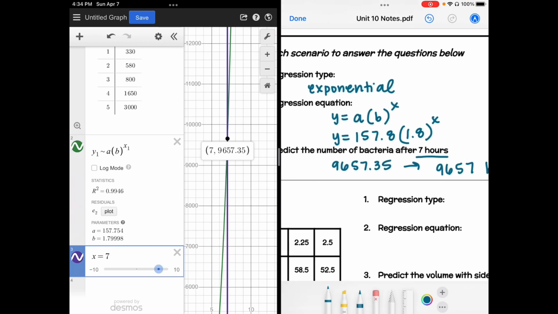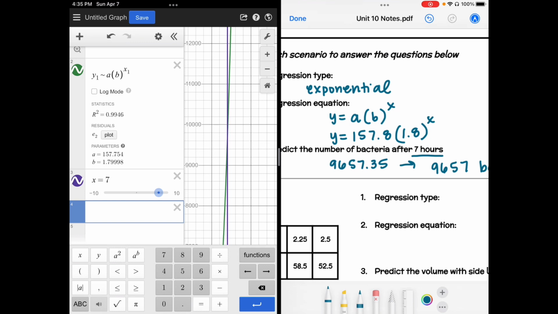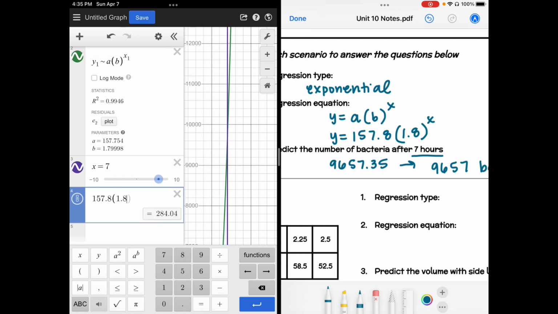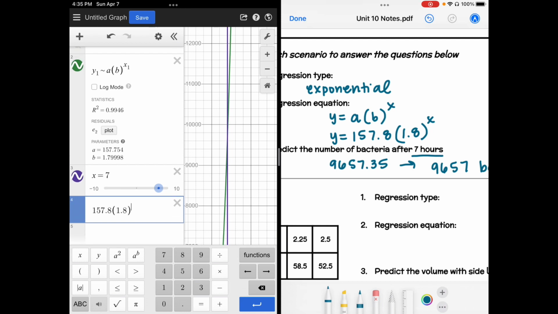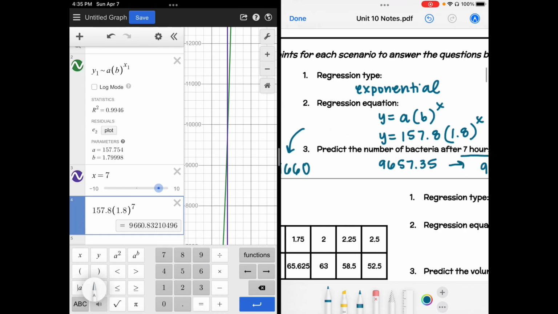So something I want to touch on too is that sometimes you'll be asked to use the rounded equation to solve, which is going to change your answer just a tiny bit. So if we need to find the rounded equation, we're just going to type in the equation we wrote. So 157.8 times 1.8, and it gives us our x value is 7. So we're going to type to the 7th power. So see, it kind of changes our answer a decent amount. Now it says 9660 would be our answer.